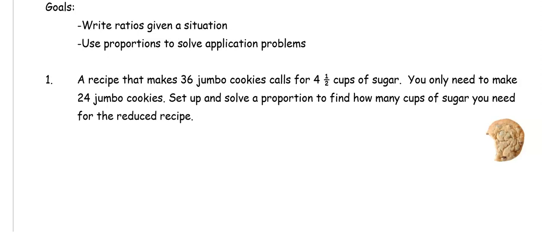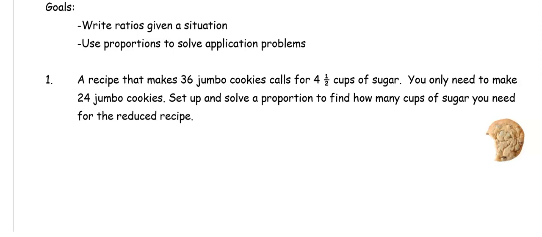This video is about writing ratios given a situation and using proportions to solve application problems. So in number one, we have a recipe that makes 36 jumbo cookies, calls for 4.5 cups of sugar. You only need 24 jumbo cookies. Set up and solve a proportion to find how many cups of sugar you need for the reduced recipe.